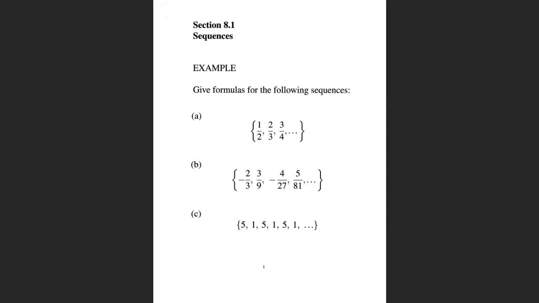But before we can get to series, we have to understand sequences. So I'd like you to copy this example down, and we're going to try to find formulas for each of the following three sequences. A sequence, incidentally, is an ordered list of numbers that behaves according to some pattern. Okay, all right, let me let you copy this.